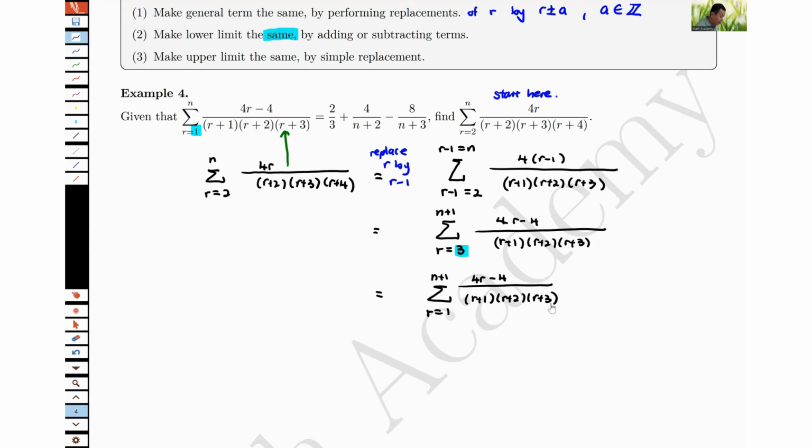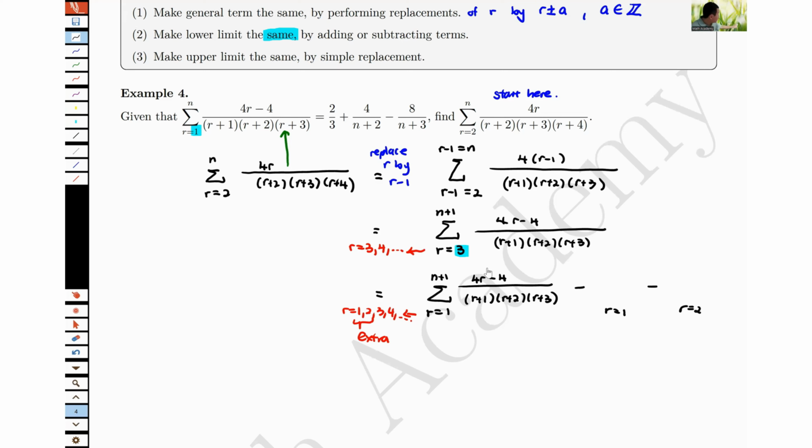Some of you are making mistakes at this kind of line. To be correct, you may think of the R values. The R on the previous line is 3, 4, 5 onwards. The R on the new line is 1, 2, 3, 4 onwards. So who are the extra terms? 1 and 2 are extra compared to the previous row. If you have extra, you subtract away, minus off. Minus off the R equals to 1, minus off the R equals to 2, minus those two terms.